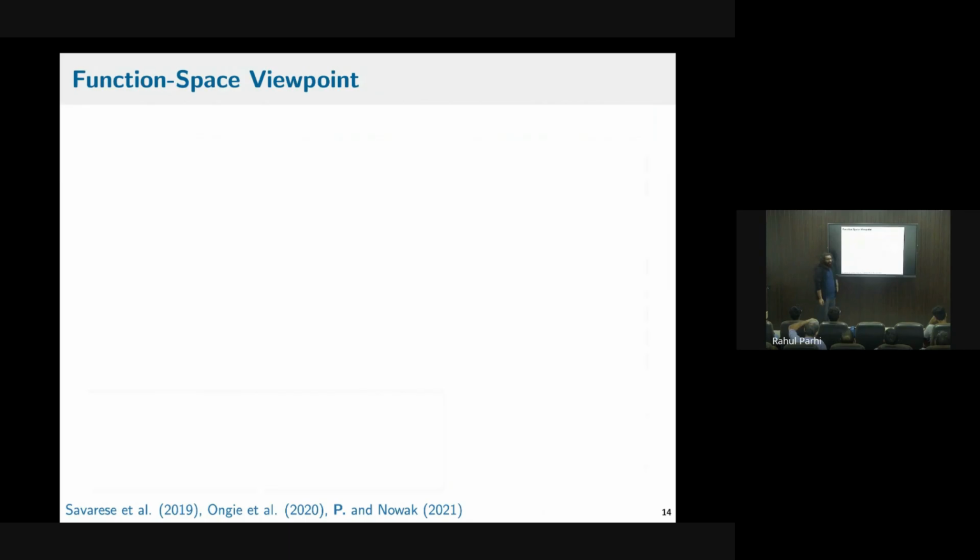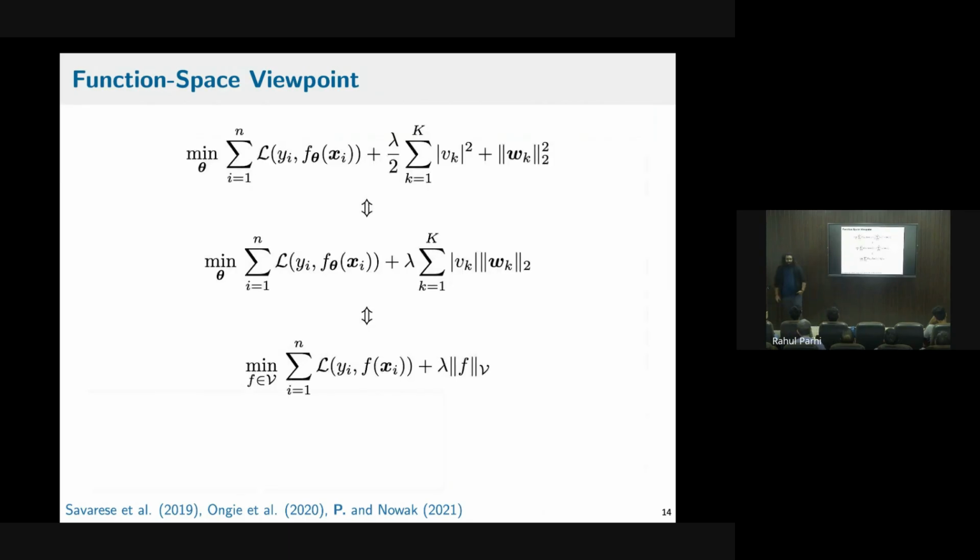So this really motivates the function space viewpoint for studying neural networks, and it's basically from this chain of equivalences. Here's my neural network that I'm trying to train with weight decay. This is equivalent to the path norm regularized problem, up to some over-parameterized assumption of width being at least the number of data. This is then equivalent to optimizing in the function space.